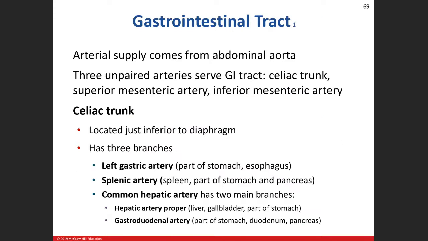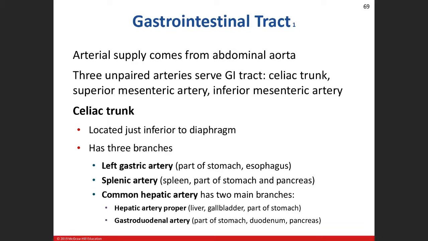All right, let's get into the gastrointestinal. This is where we're going to really see some new stuff here and do some labeling. Okay. All right, the GI tract. This is when we start to pass through the diaphragm. We get into the descending abdominal aorta.